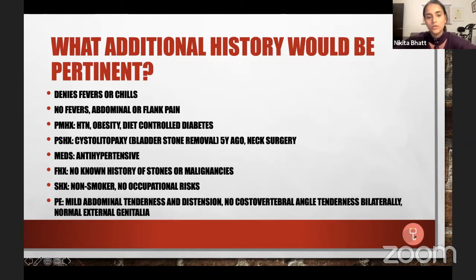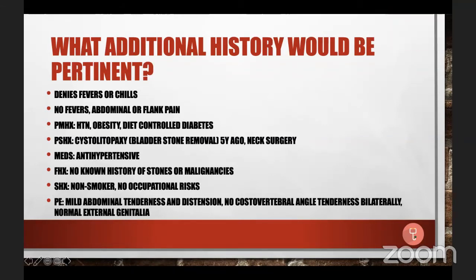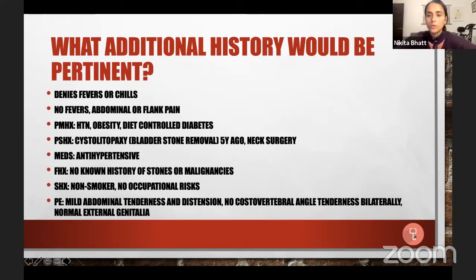So yeah, you go through this sort of a standard history, and then the next thing that you've done is examine the patient. So for examining these patients, you want to look for abdominal tenderness, distension, which he has, and then you're looking for costovertebral angle tenderness bilaterally. Why would you do that? Right, so your question was, why do we ask about costovertebral angle tenderness? Yeah, or like, why do you examine them?